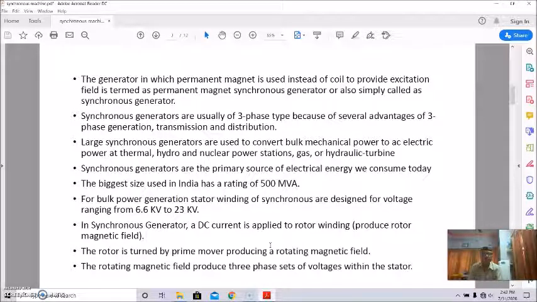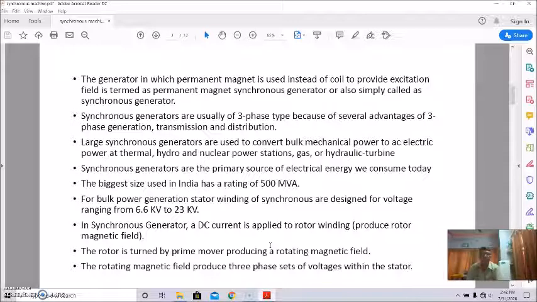So synchronous generators are the primary source of electrical energy we consume today. The biggest size in India has a rating of 500 MVA. So this may be modified later on, much more improvement may have happened, so this data is not right with me. And for bulk power generation, the stator windings of synchronous generators are designed for voltage ratings from 6.6 kV to 23 kV. Today up to 33 kV bulk power generation is possible.